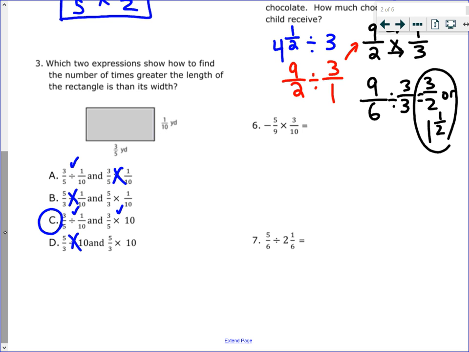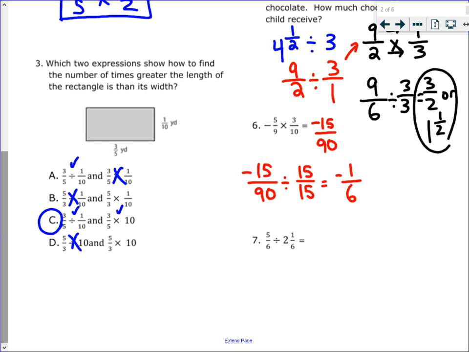Here, we multiply across. Now we have a negative times a positive, so we know our answer is going to be negative. So we get negative 15 over 90. And we're going to simplify that by dividing by 15. So negative 15 over 90 divided by 15, which is negative 1 over 6.